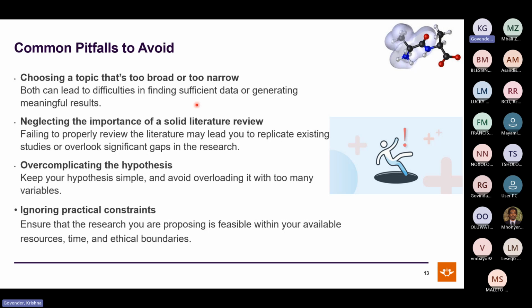And ignoring practical constraints. So always ensure that the research you decide to pursue is feasible within the available resources, time, and ethical boundaries. Because of course, there are a number of research topics, especially in the biological field, where you're going to need ethical clearance. So again, these are things you need to compensate for and make time for. I can guarantee you ethical clearance takes quite a long time, and often, if you don't get that clearance, you're unable to do the research until you have. So you need to make leeway for these things as well.